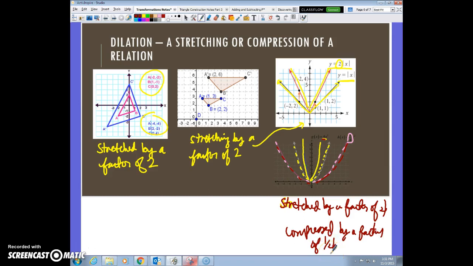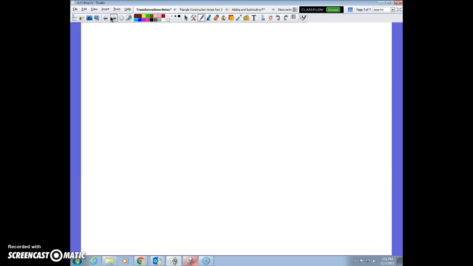All right. So we have all these different types of transformations. We have a stretch, compress, those are types of dilations. We have rotation, reflection, and translation. They're all different types of transformations. And that's it for today.